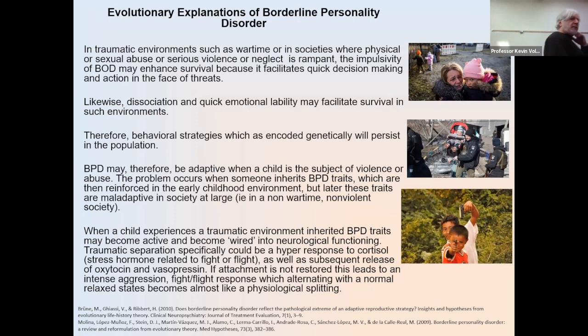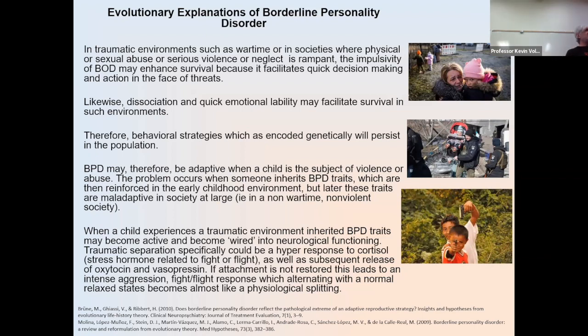But I do want to mention a little bit about some biology with borderline personality disorder because it relates to this evolutionary thing. And you can imagine that when a child experiences a traumatic environment, inherited borderline traits become active and become wired in neurological functioning. This is something that's been studied a little bit. They found that traumatic separation specifically can cause a hyper response to cortisol, the stress hormone related to fight or flight, as well as the subsequent release of oxytocin and vasopressin. Vasopressin is something that makes you retain water and does things with the kidneys. It's also kind of a stress reaction.